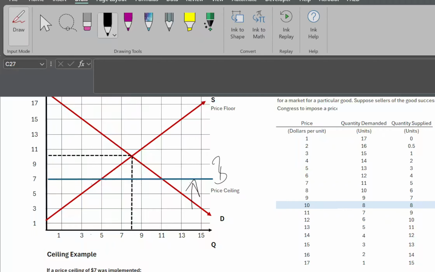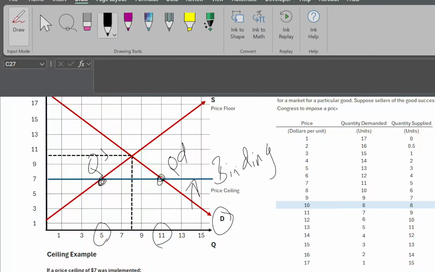This is important. This is a binding price ceiling. And what we want to do is look at the quantity on that curve. That's quantity demanded. Look at the demand curve. And then this is quantity supplied. So we're supplying 5 and we're demanding 11. Makes sense, right? An effective ceiling is below equilibrium. Therefore, that means it's going to be a lower price.